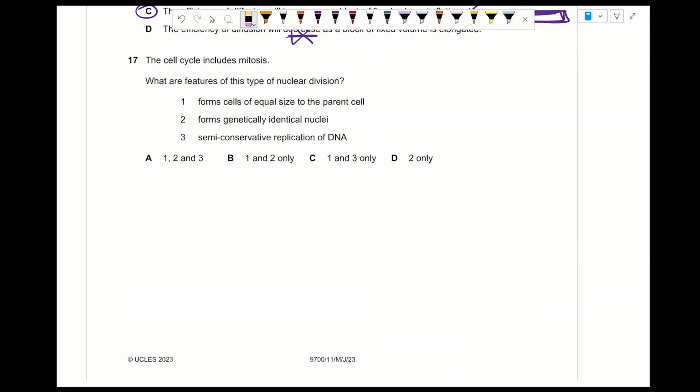17. The cell cycle includes mitosis. What are features of this type of nuclear division? So, let's draw out the cell cycle to visualize it. So, the cell cycle includes mitosis. Now, mitosis is PMAT, part of the cell cycle, being prophase, metaphase, anaphase, and telophase.